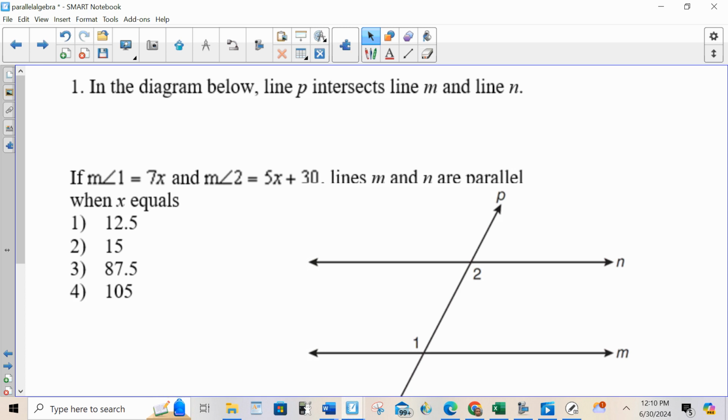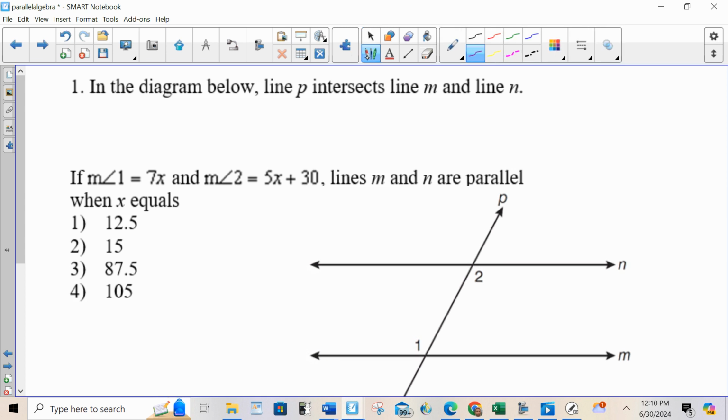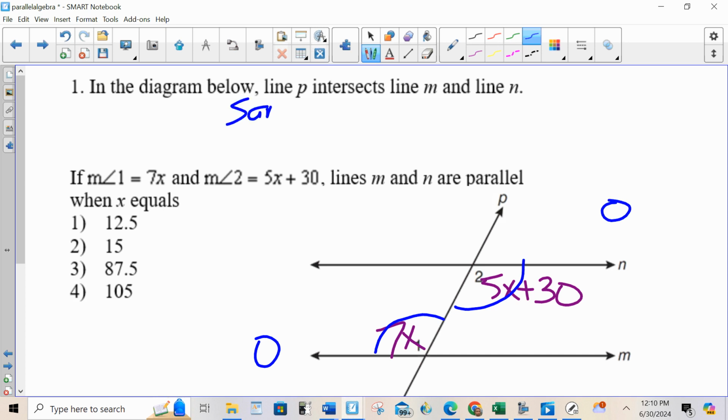Number one, it says that angle 1 is 7x. It says that angle 2 is 5x plus 30. So here's the big question. Same or different? Well, angle 1 is obtuse. Angle 2 is obtuse. Since they're both obtuse, they're the same. And if they're the same, we're going to set them equal to each other.